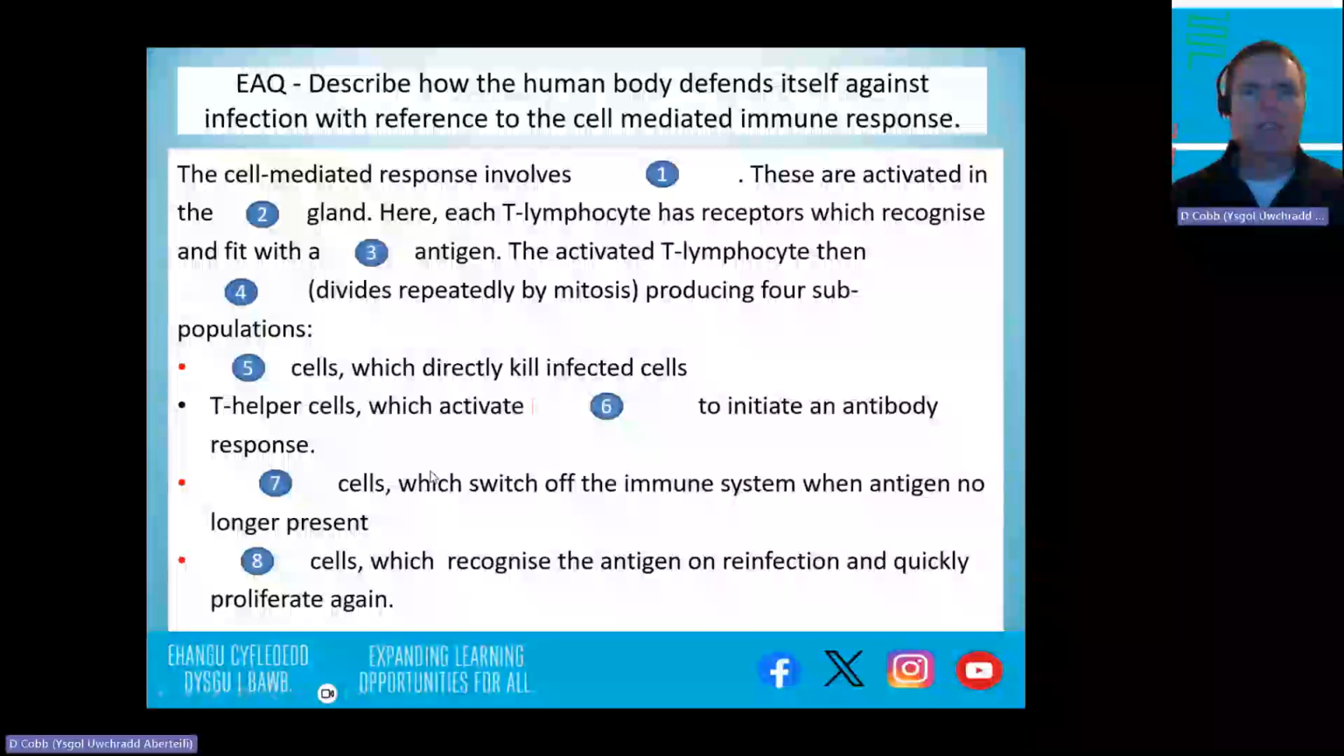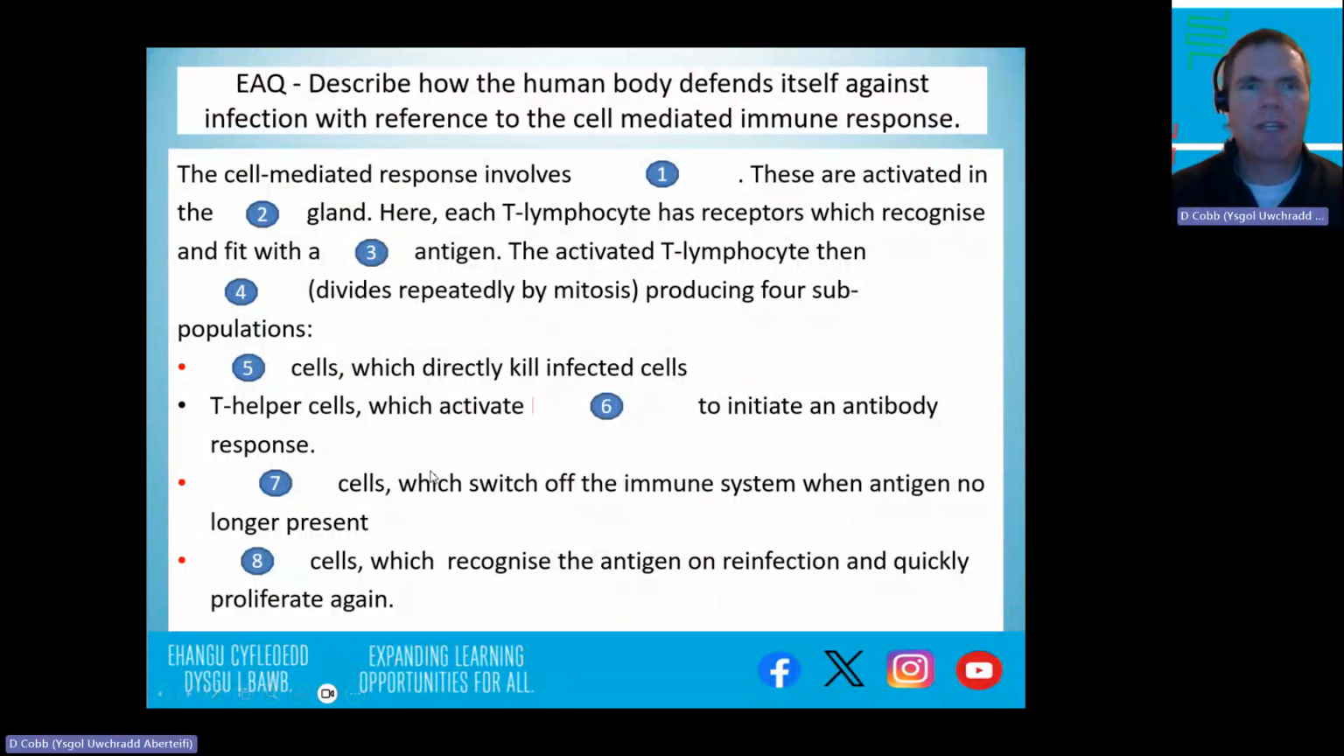Right, okay, here's a question. Describe how the human body defends itself against infection with reference to the cell-mediated immune response. Same idea. You can pause if you wish.